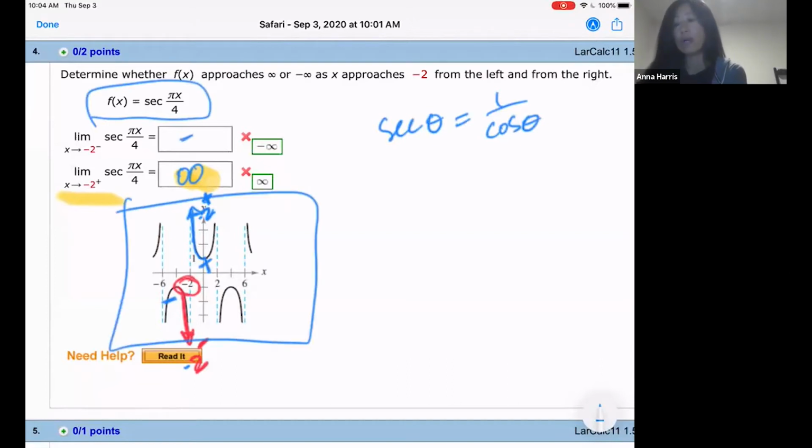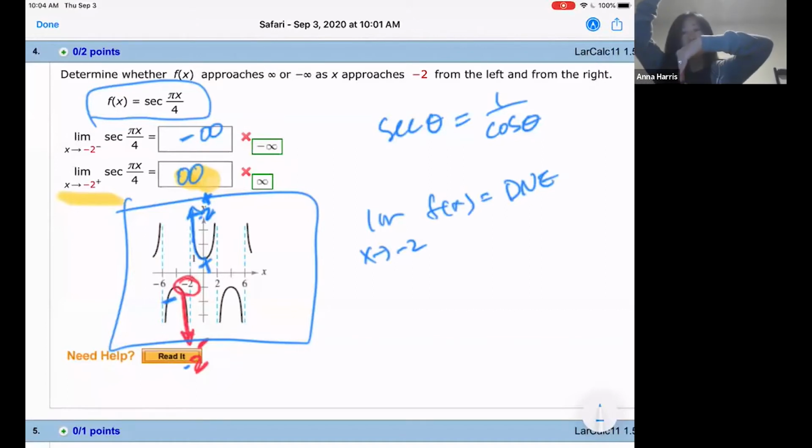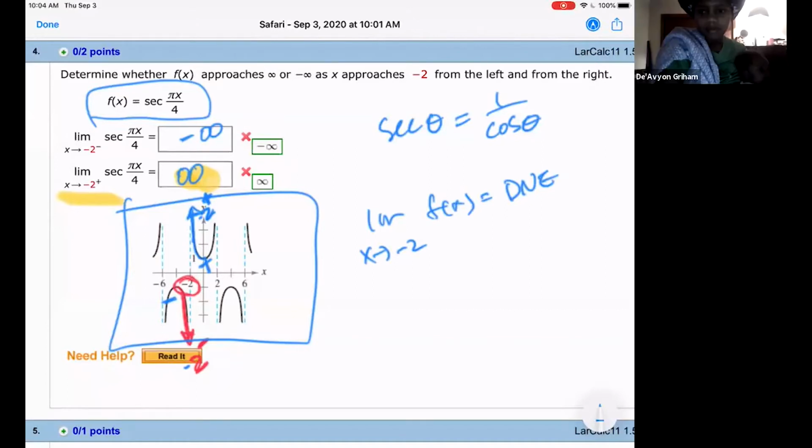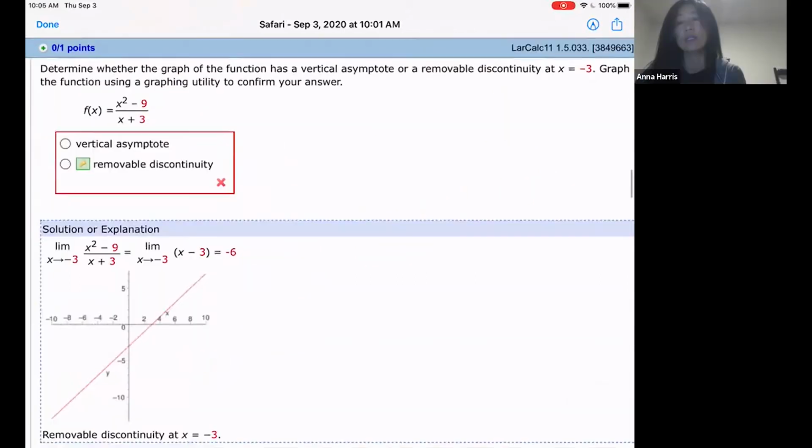And the other one should be what? Negative infinity. And you're going to probably say, does it have a limit? As x approaches -2, you're going to say what? Does not exist, because they don't meet together, right? One goes up and one goes down, so they don't meet each other. Okay. All right. Number 5.